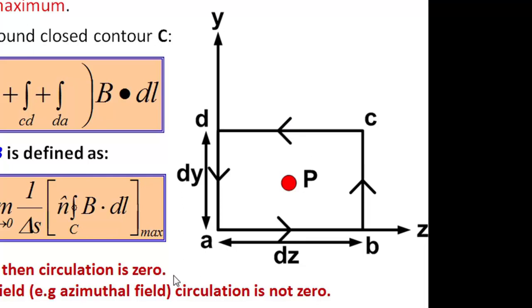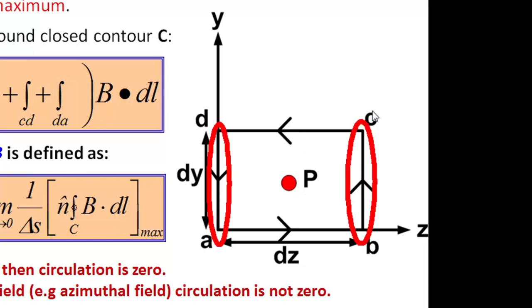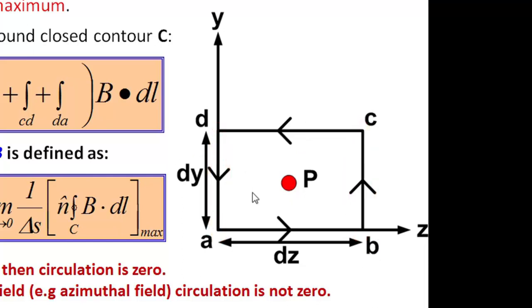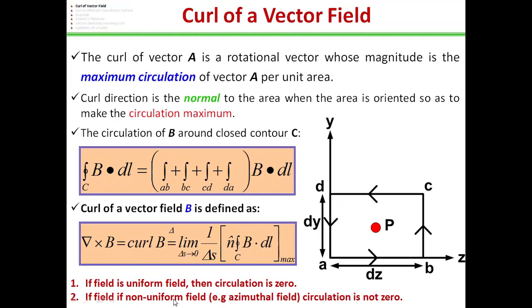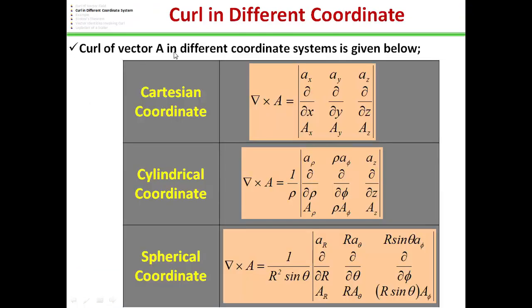If the field is uniform, then B dot dl over both paths will cancel out because they have the same magnitude but opposite direction. Similarly, in the case of BC and DA, they have the same magnitude but the direction is opposite. So in the uniform field, the circulation of B dot dl over the BC and DA paths will cancel out each other. If the field is not uniform, then the circulation of the field vector in a closed path will not be 0. The curl of a vector A in the different coordinate systems is defined here.